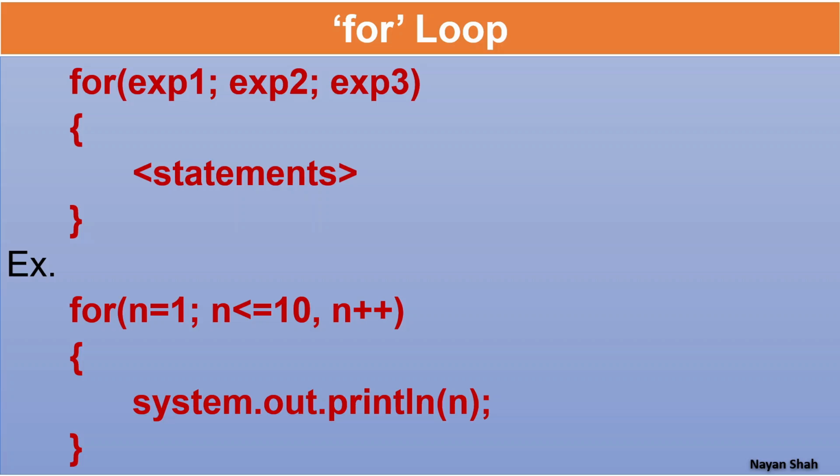And n plus plus decides that every time the value of n will increase by 1. It is the increment operator. So if n is 1, next time it will become 2, then it will become 3 and so on. And then we say System.out.println(n). So it will print the value of n every time. So this program will print numbers 1 to 10.